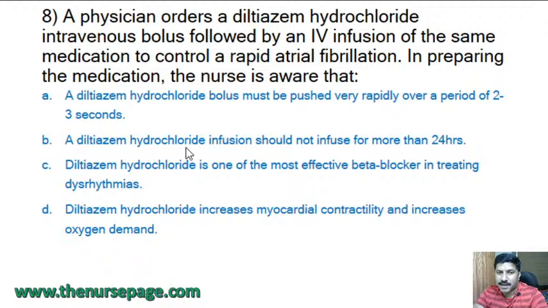A diltiazem hydrochloride infusion should not infuse more than 24 hours. Diltiazem hydrochloride is one of the most effective beta blockers in treating dysrhythmias. Last option, diltiazem hydrochloride increases myocardial contractility and increases oxygen demand. So you need to find the right statement, the true statement regarding diltiazem administration.